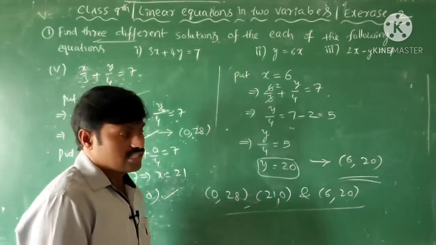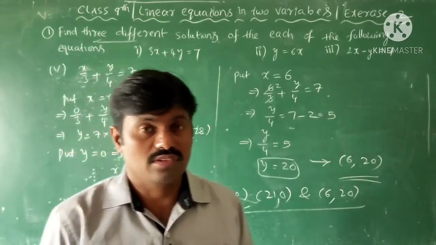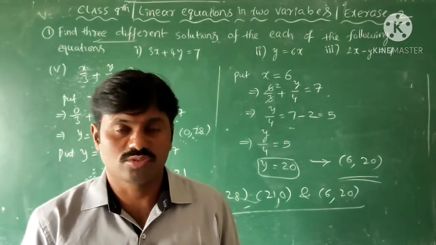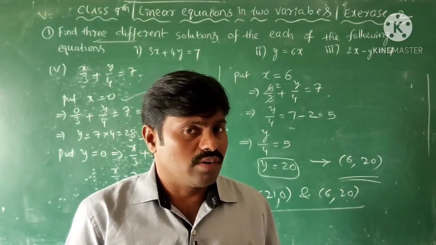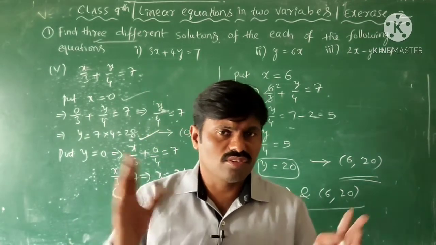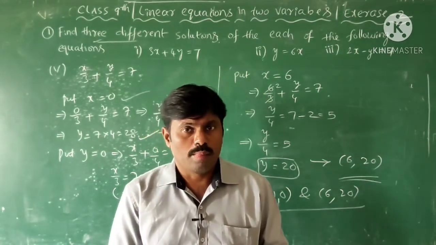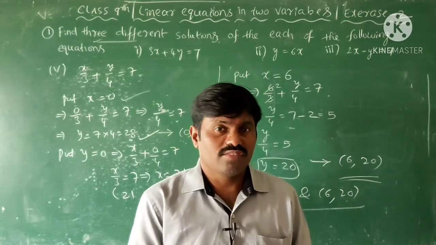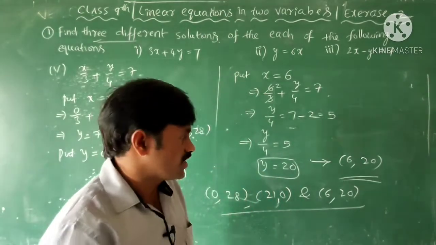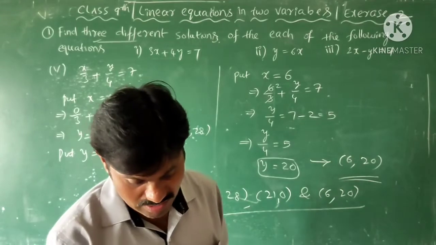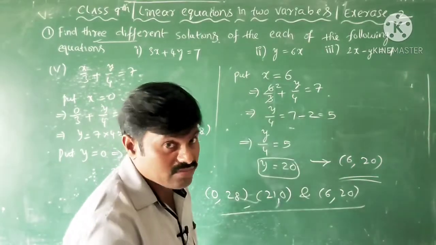Okay. So this is a way to find different solutions of a given linear equation in two variables. So what is the conclusion here? We can find a number of solutions for a given linear equation. If a condition is given, we will get a finite number of solutions. But if there is no condition, we will get an infinite number of solutions. Sir, what does that mean? x plus y is equal to 0.